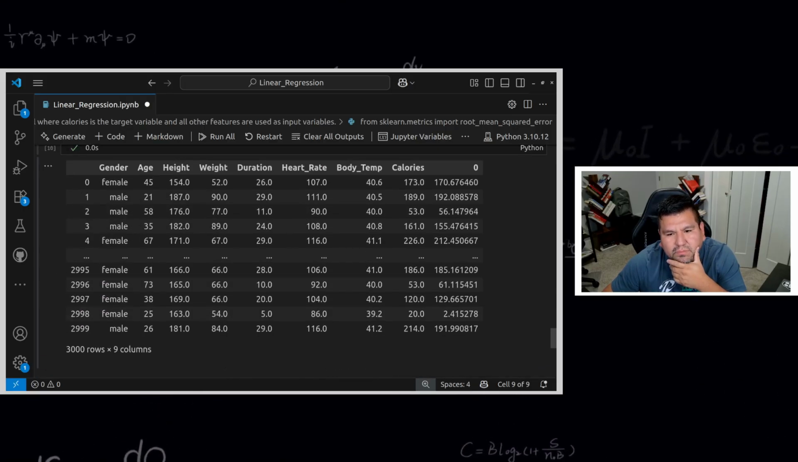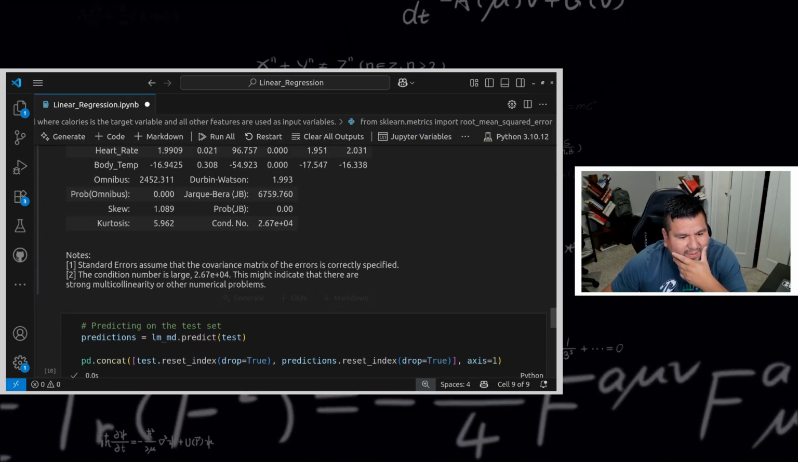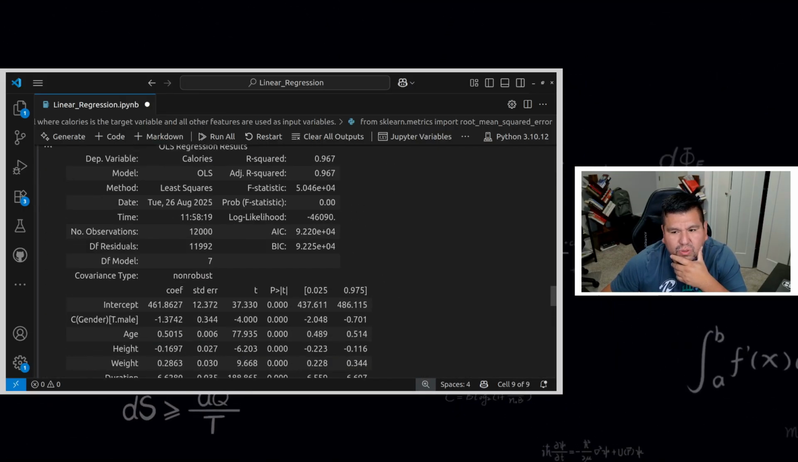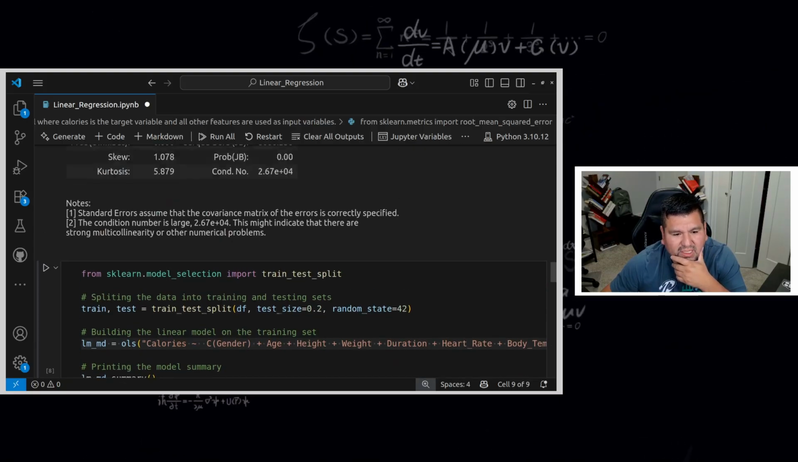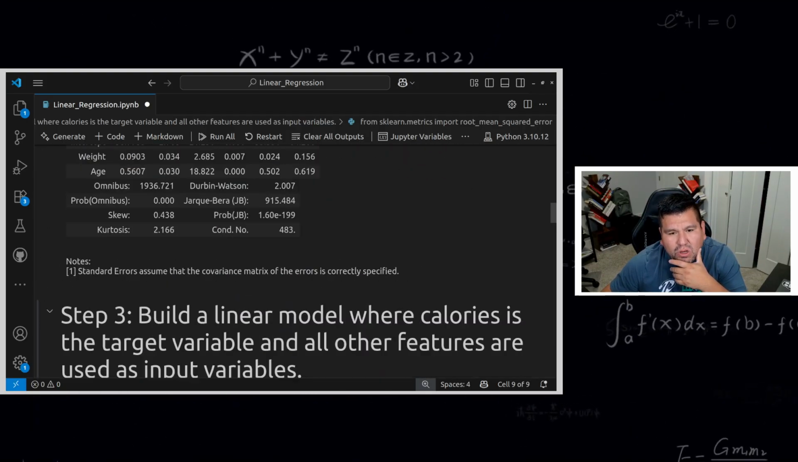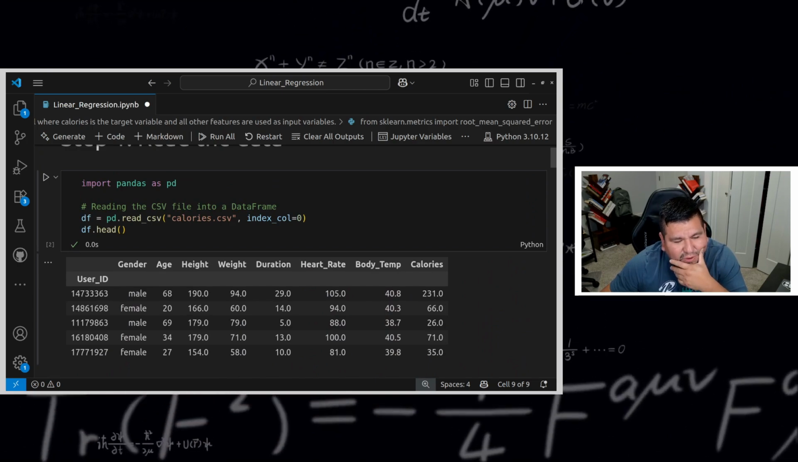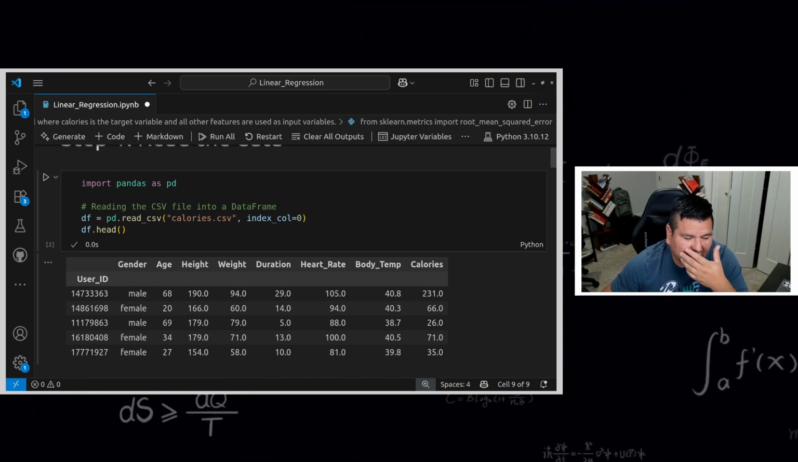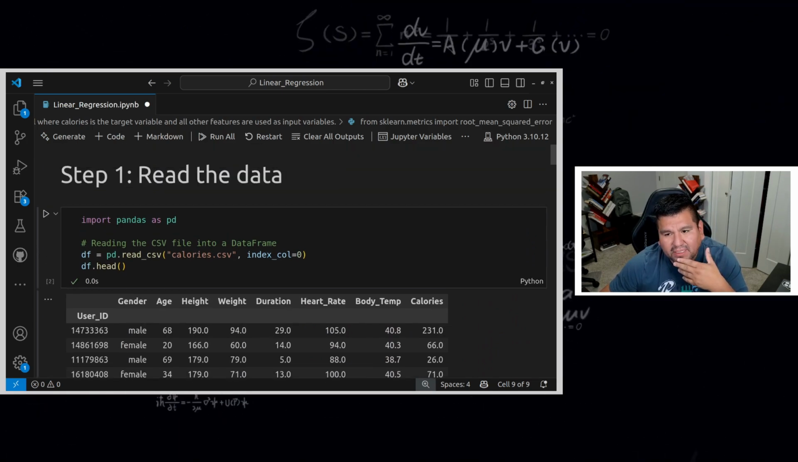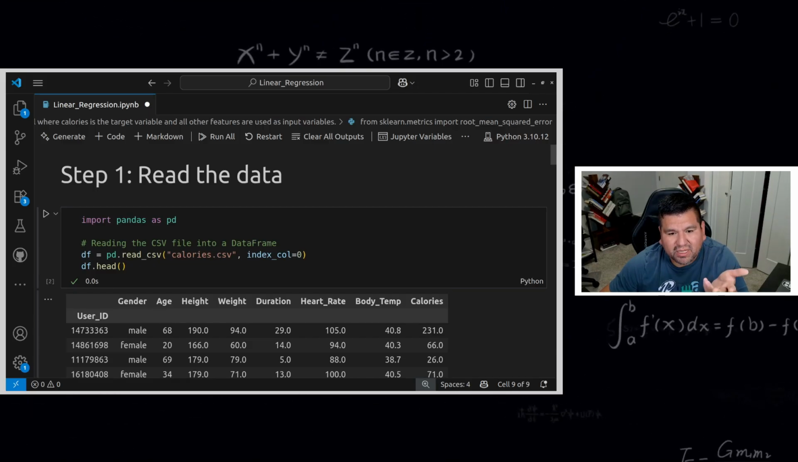Okay. But that's basically what I wanted to show you in this tutorial: how you can use the statsmodels formula library, or the statsmodels library in general, to build linear regression models.